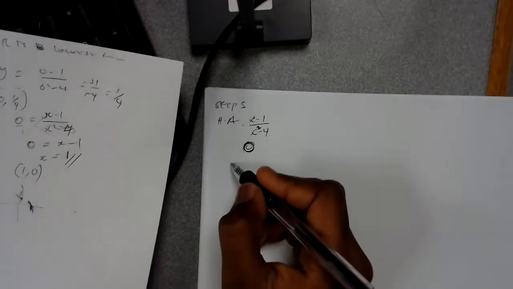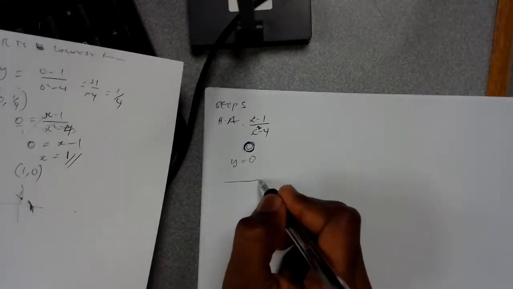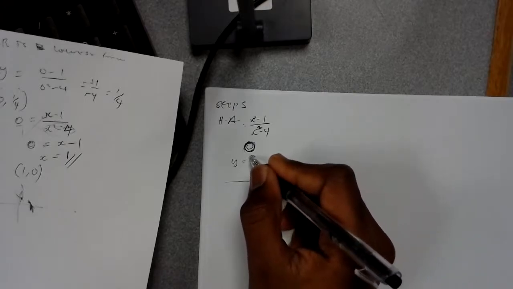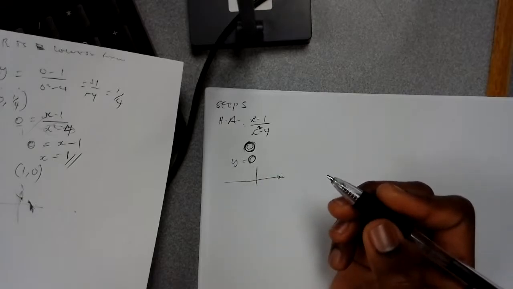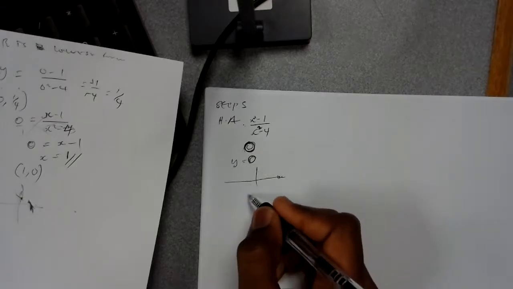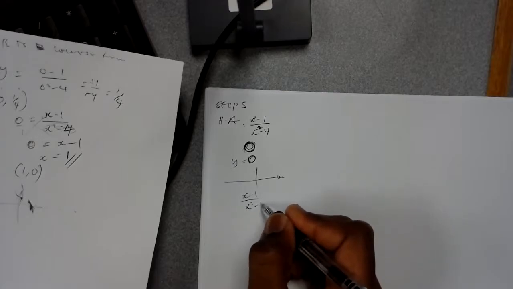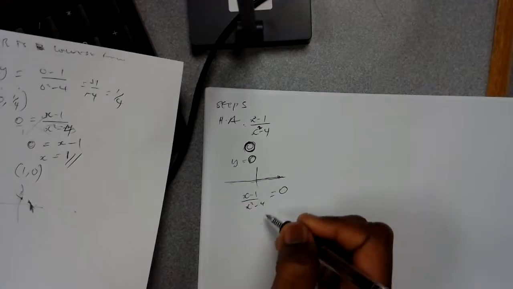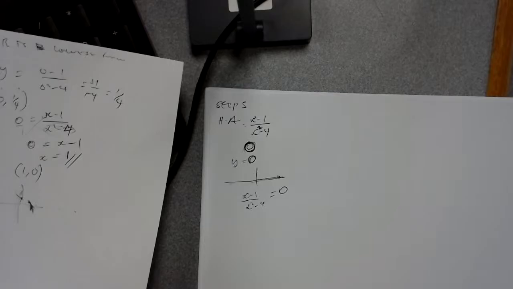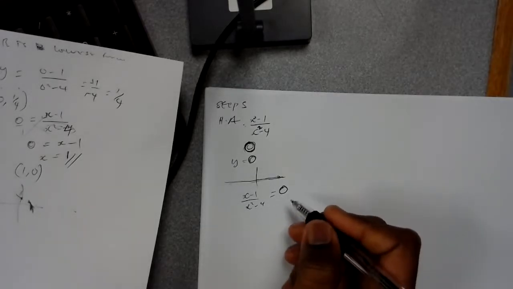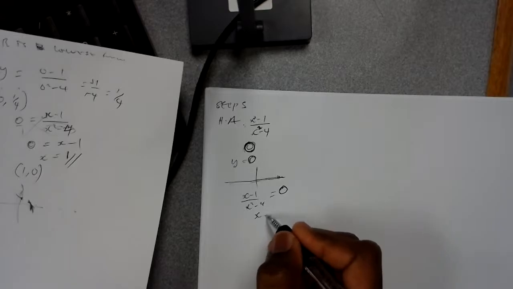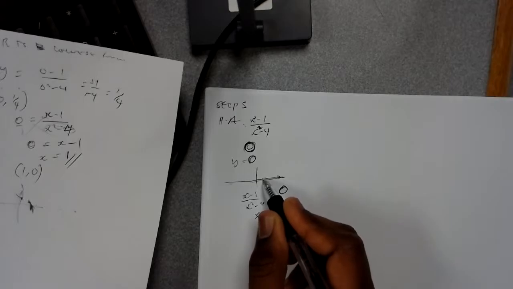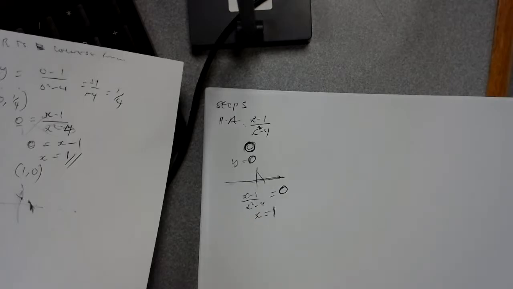At 0 means the line where y is equal to 0, which is the same as the x-axis, this line here. So we're going to check if the graph crosses the horizontal asymptote. So how to check that is going to be that x minus 1 over x squared minus 4 is equal to 0, because that is the line y is equal to 0. So we did that earlier when we were finding the x-intercept, which was x is equal to 1.